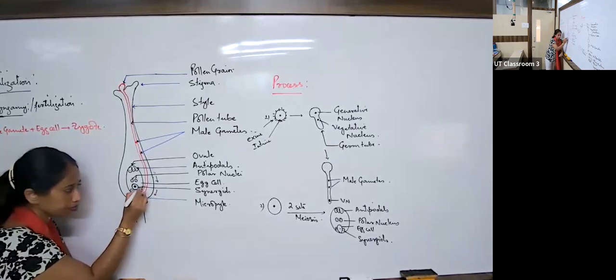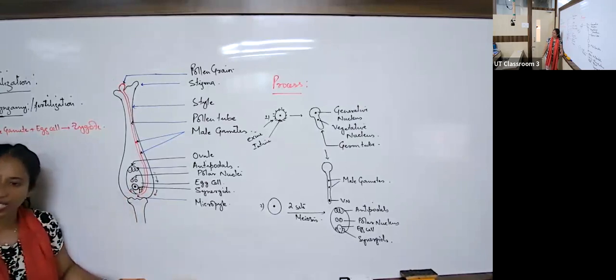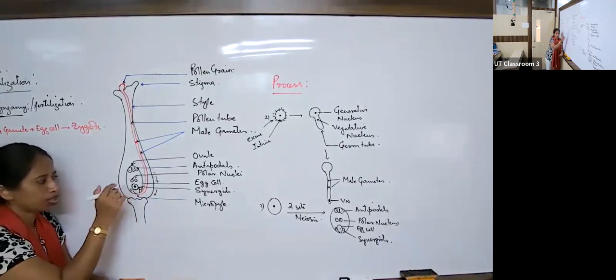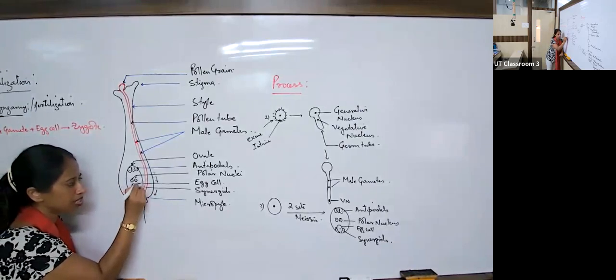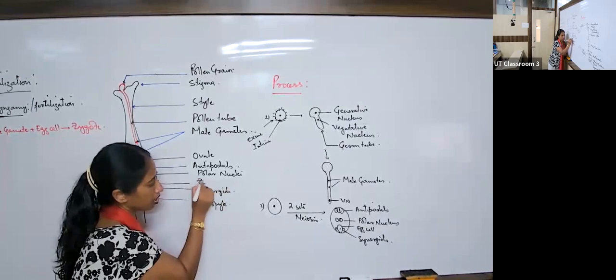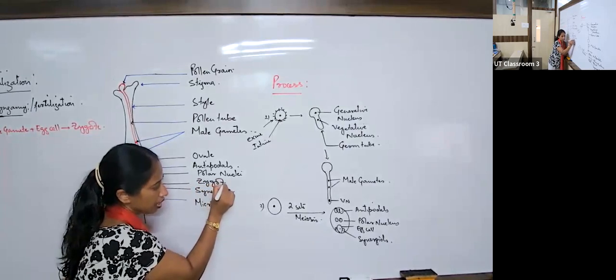Now, what is left? The synergids are still left, no? The synergids are still left. The zygote is formed. So what will I name this as? What is this now? Is this the egg cell anymore? No, this is now the zygote. This is now the zygote.